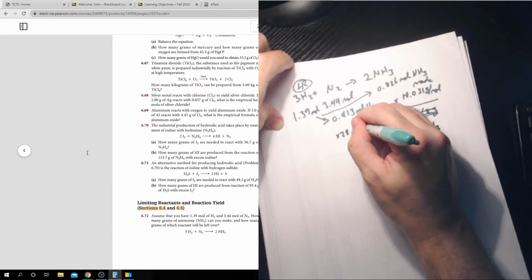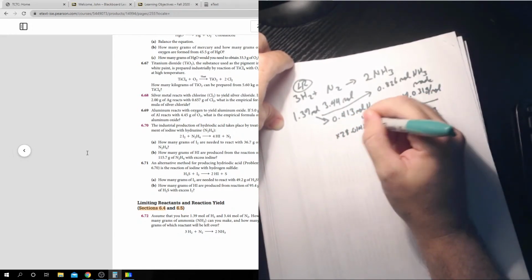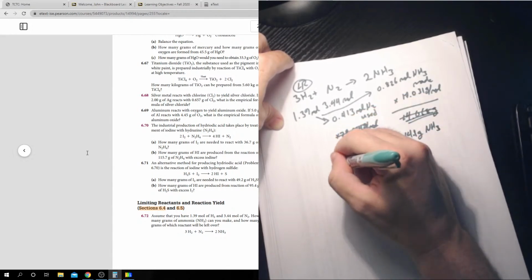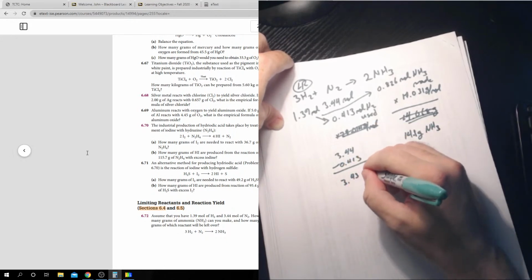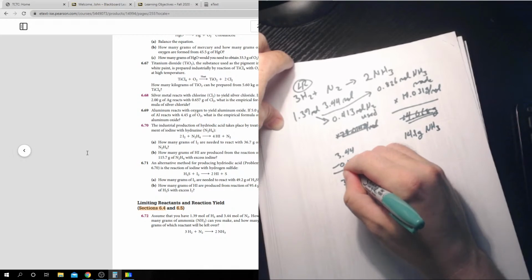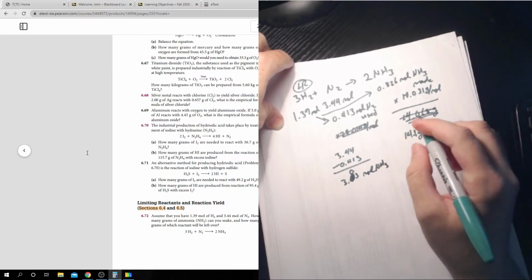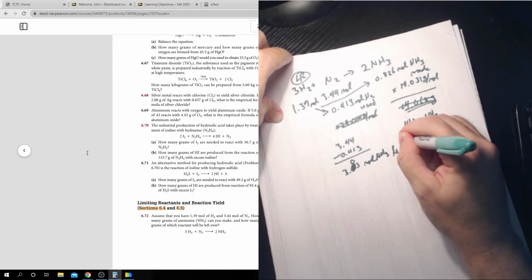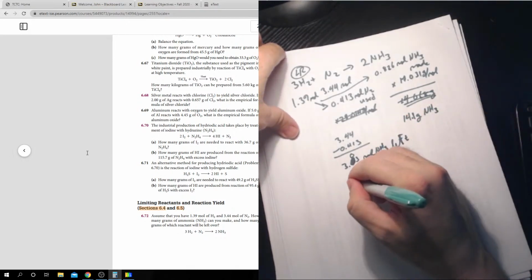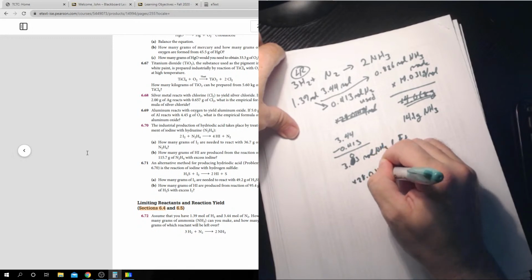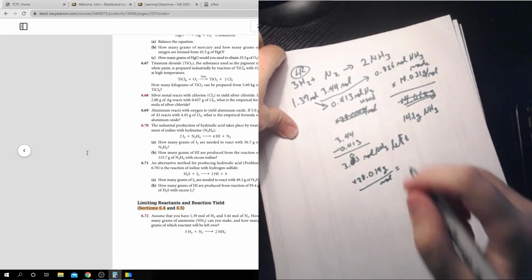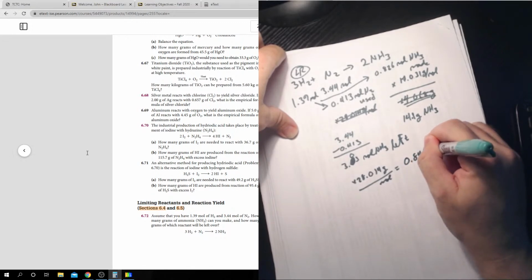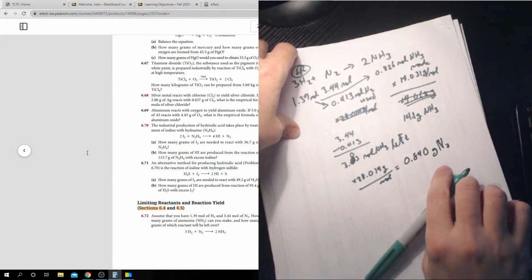Times 28.014 grams per mole. Oh wait, 3.44 minus 0.413. 3.43, no, 3.03 moles of nitrogen left over. Times 28.014 grams per mole is equal to 84.0 grams of nitrogen left over.